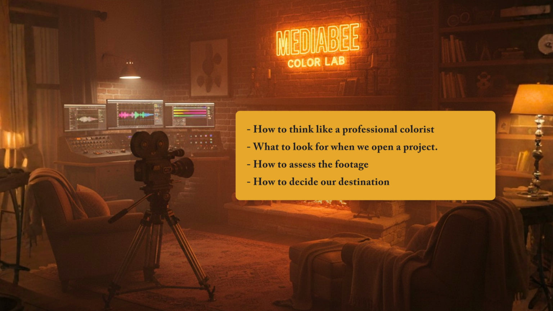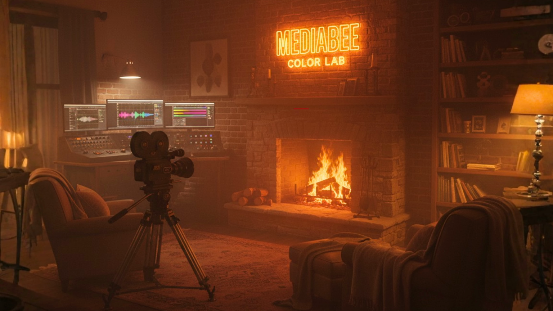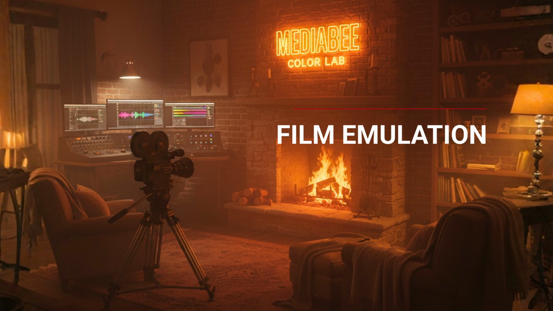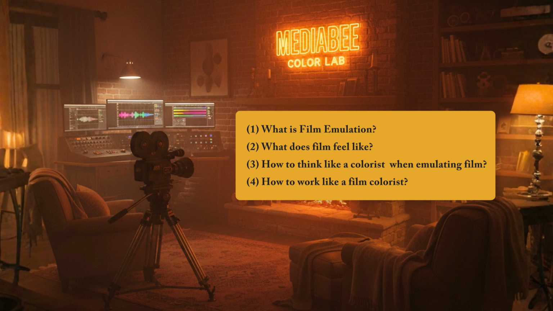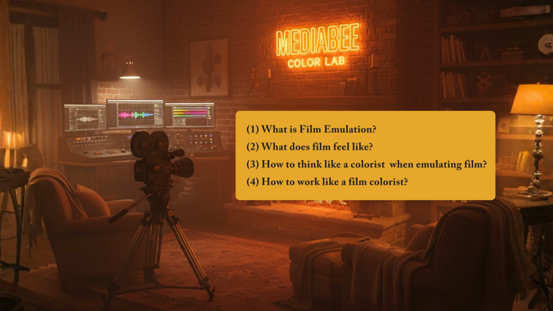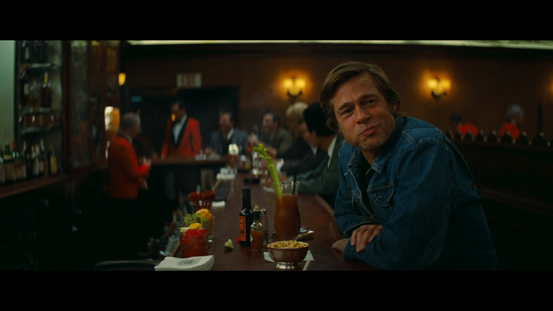Today, we're starting with one of the most talked about topics in grading, film emulation. We'll be unpacking it in 4 chapters. First, we'll go back to where it all began, inside the chemical tactile world of celluloid, and see how that process shaped the colors and also textures we still chase today. Then we'll slow down and really see it, the glow, the roll-off, and the imperfections that make it feel human.